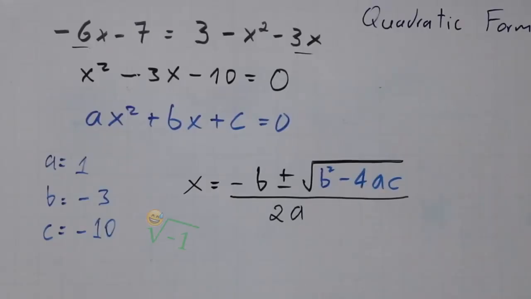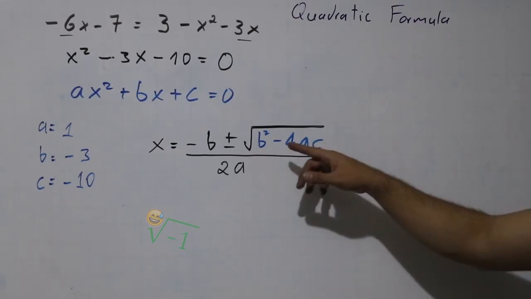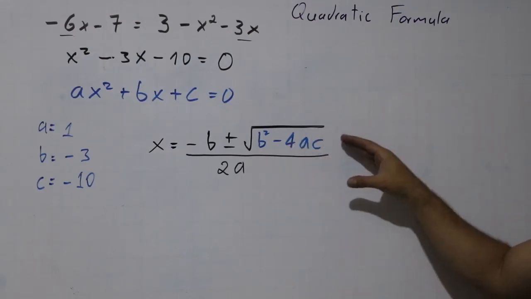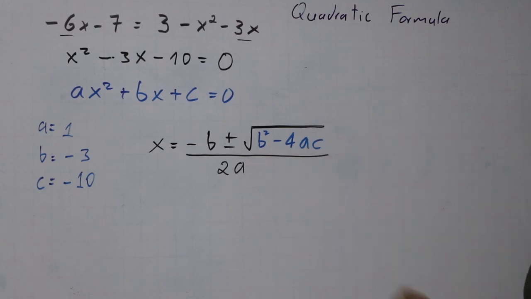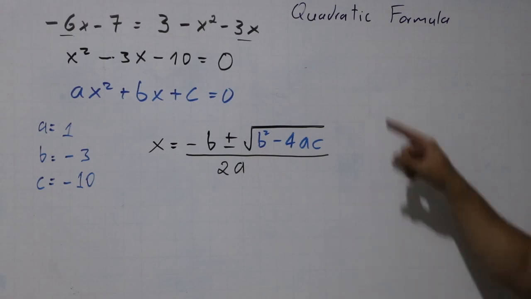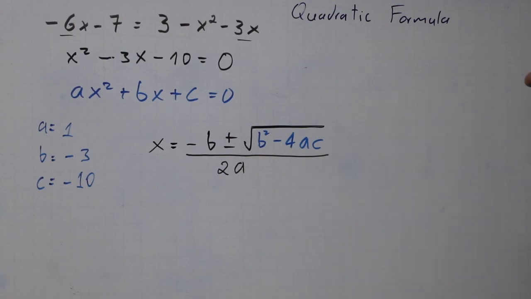Now what's inside the square root is really important. This number can be 0, can be positive, or can be negative. If this number is positive, we have 2 real answers. If this number is 0, we have just 1 real answer. And if this number is negative, we have a complex answer.